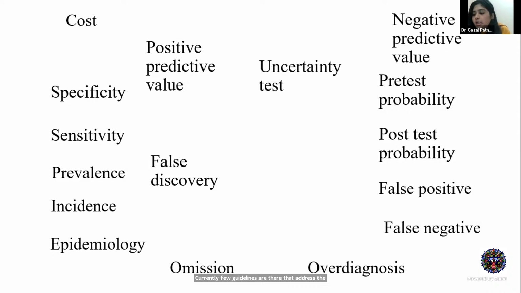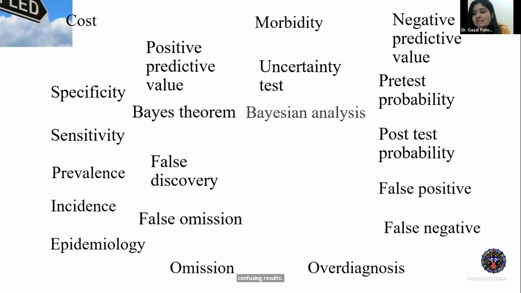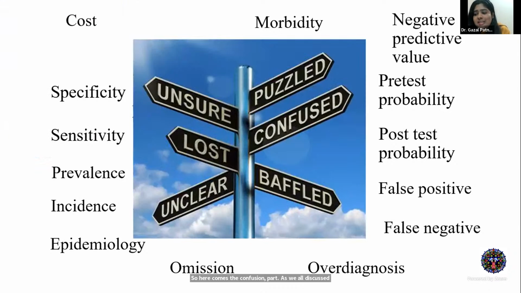False positives can lead to unnecessary testing and expose the patient to additional risk and morbidity. However, if we omit an appropriate lab test, that may result in a missed diagnosis. Indiscriminately, if we keep on ordering all the tests, that can lead to excess healthcare cost and confusing results. So here comes the confusion part. As we discussed in the previous class, uveitis is very confusing. I guess the confusion starts at this level.